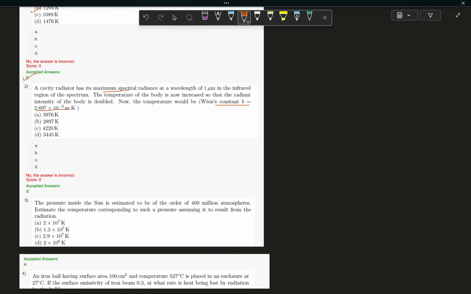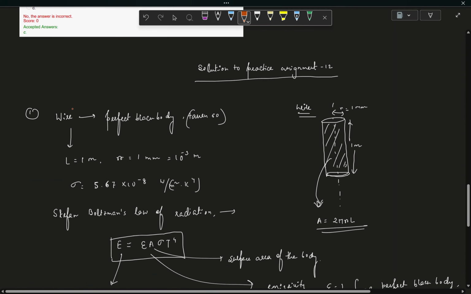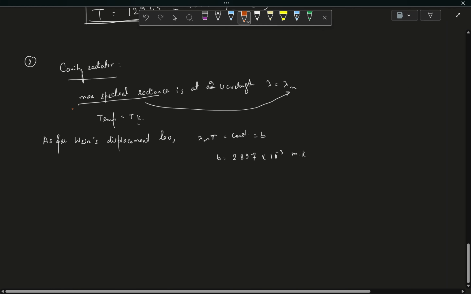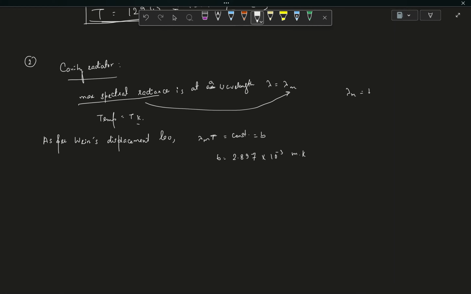So this B value is given in the question, so we have taken that value from there. It is said that when the temperature is increased, the radiant intensity is doubled, and lambda m, where the spectral radiance is maximum, is equal to 1 micrometer. This lambda m equal to 1 micrometer is mentioned, which is 10 to the power minus 6 meter.